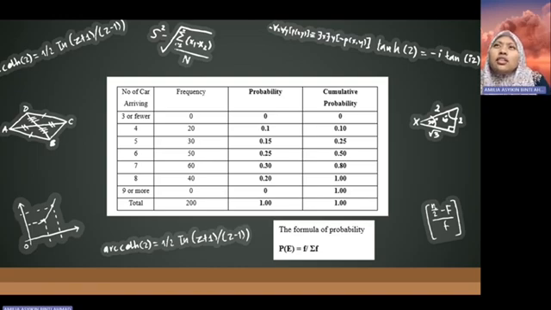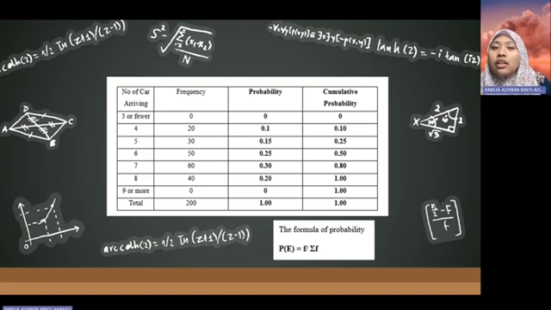For the cumulative probability distribution, we must add the numbers row by row until the end of the rows to get the cumulative probability. For example, 0 added with 0.1, we will get 0.10. Then 0.10 added with 0.15, we will get 0.25. 0.25 added with 0.25, we will get 0.50.